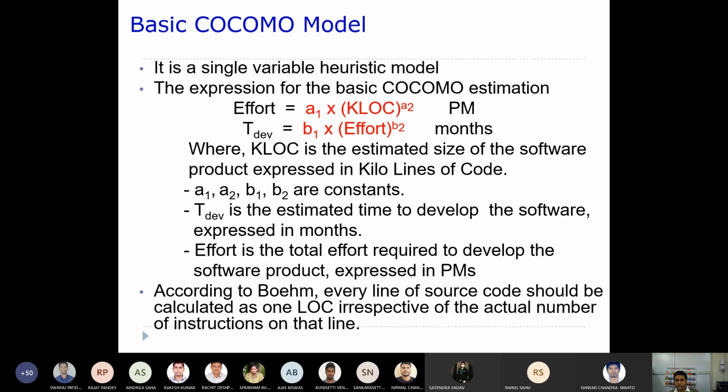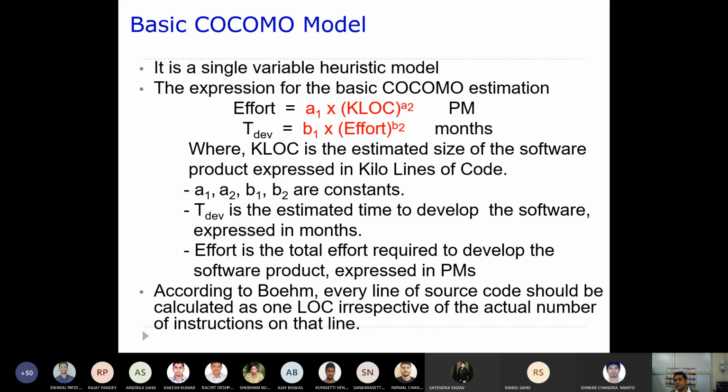The total effort required to develop a particular software is expressed using person-months. According to Boehm, every line of source code should be counted as one LOC irrespective of the actual number of instructions on that line. I told you this before also. Boehm counted the number of lines of source code.